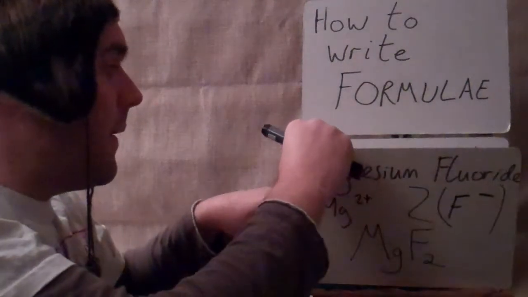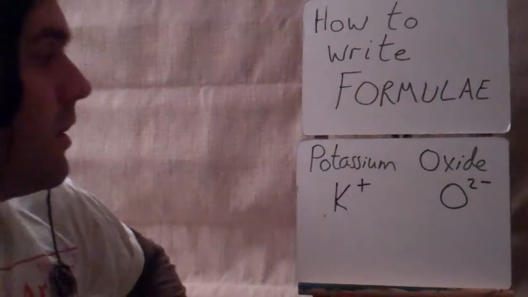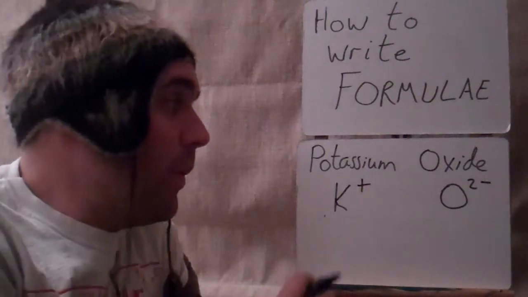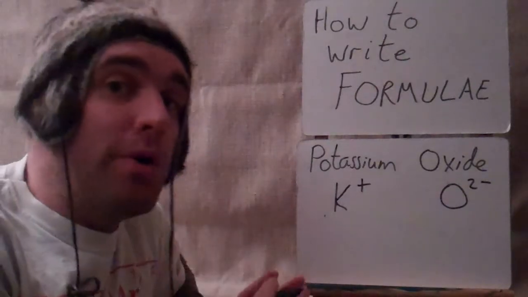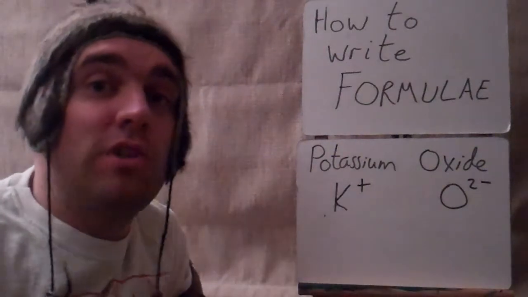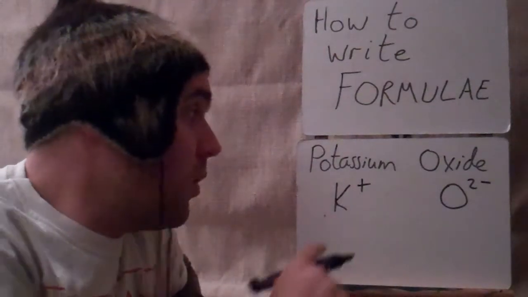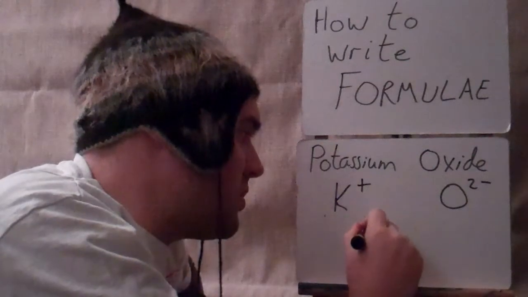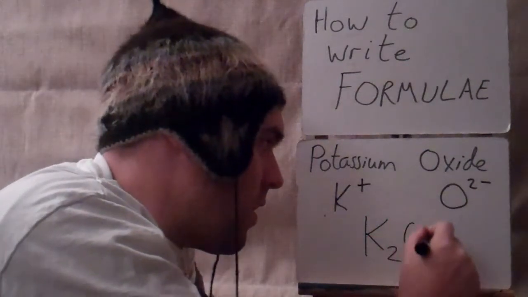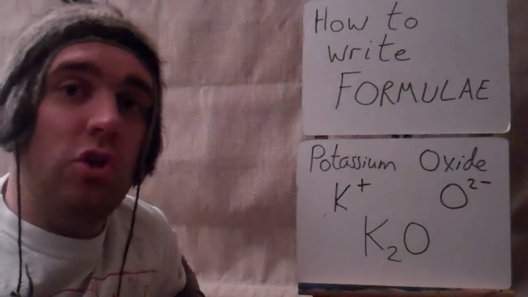Let's have a look at a bit more of a juicy one here. So oxide is 2-, potassium 1+. We want to cancel out the charges. We want to have the same number of positive charges as we do negative charges. So we're going to need more positive charge, aren't we? Okay? So what do we do then? We need 2 potassiums for every 1 oxide, K2O.